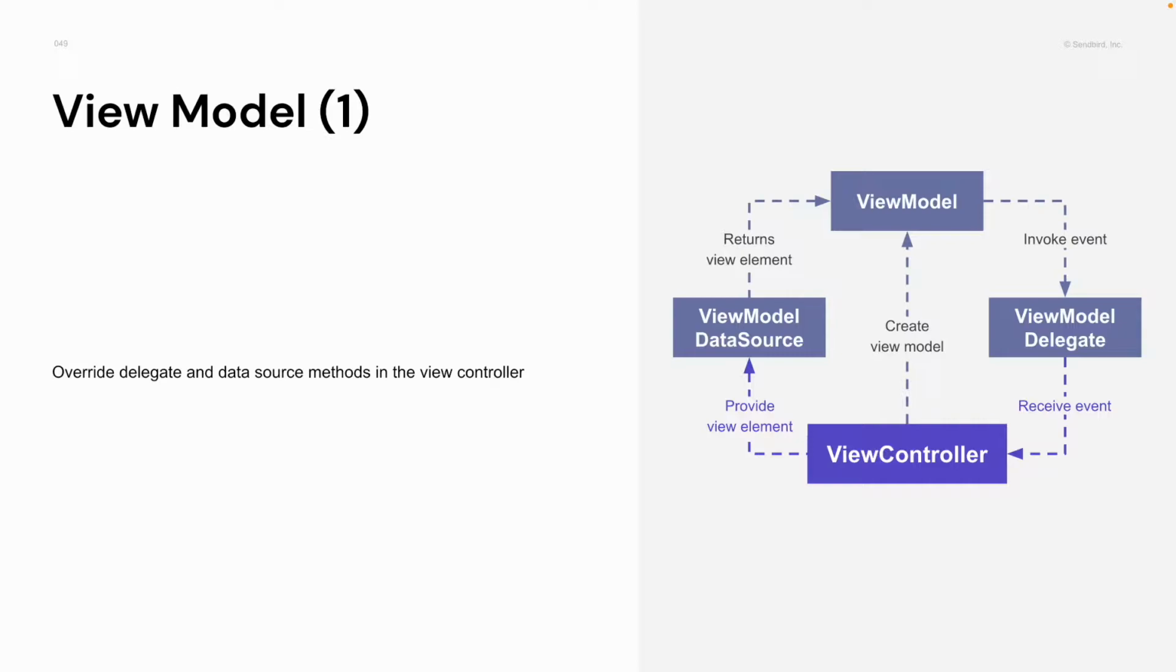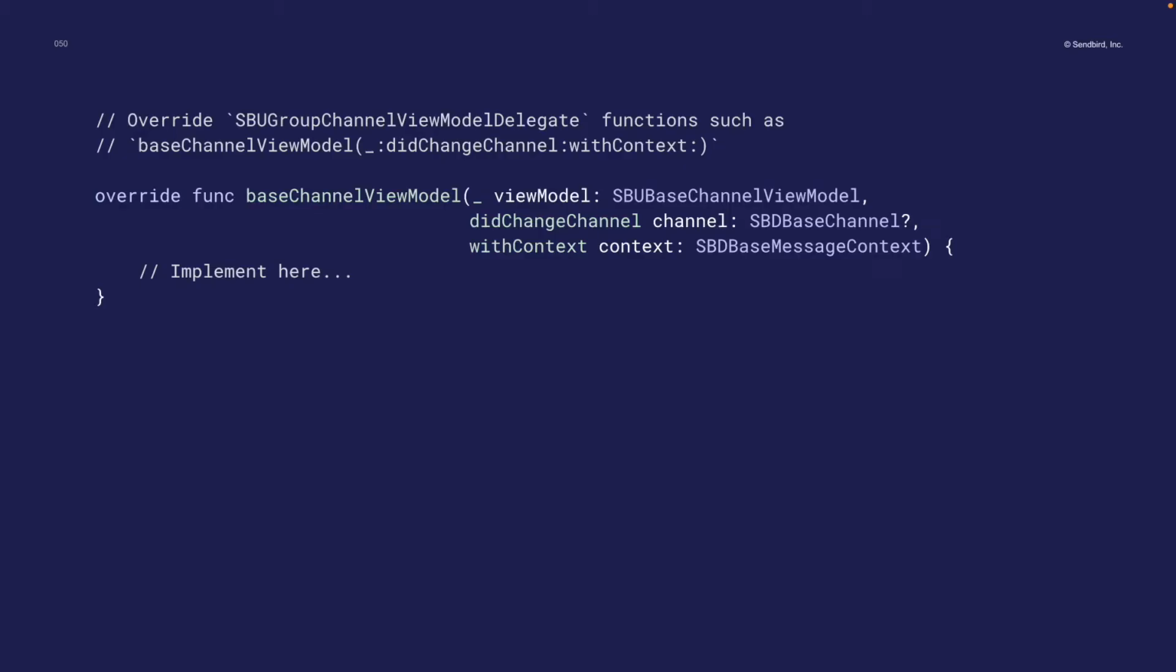Here's the code snippet. Did change channel with context is a method of the view model delegate. This delegate method is called when there is an update on the group channel. Let's override it. From inside of the method, you can access the view model, channel, and message context object to update views.